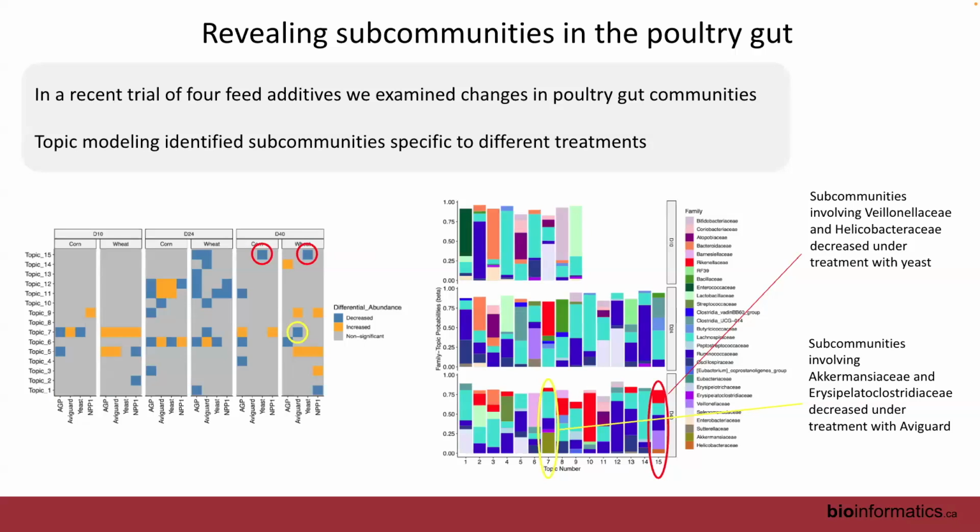This is analysis that we did. It was a trial of 4 feed additives in poultry gut microbiomes. These are heat maps, and I've just circled a couple of topics that were downregulated in some of these communities. So we found that some sub-communities were decreased under treatment with yeast. Some of them were decreased under treatment with Avigard, which is this competitive exclusion product.